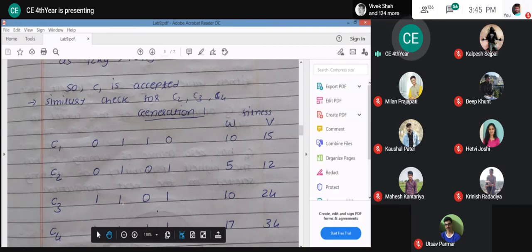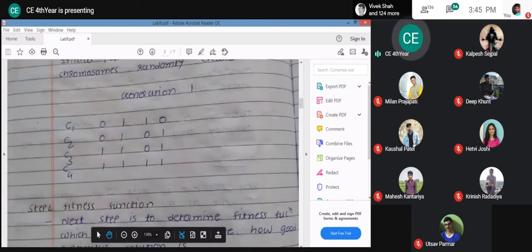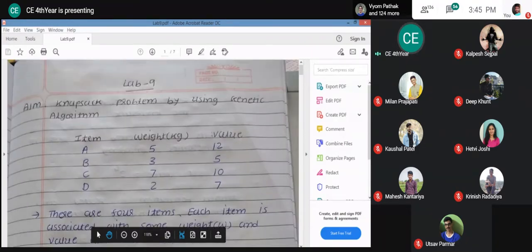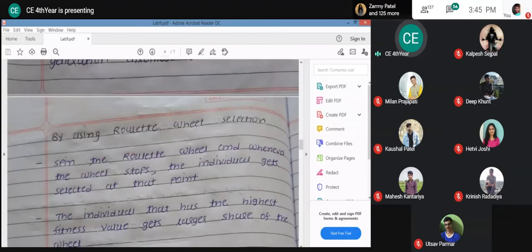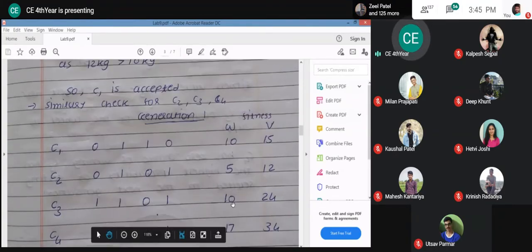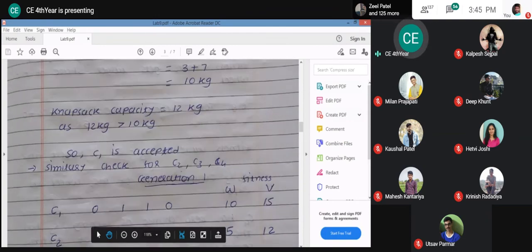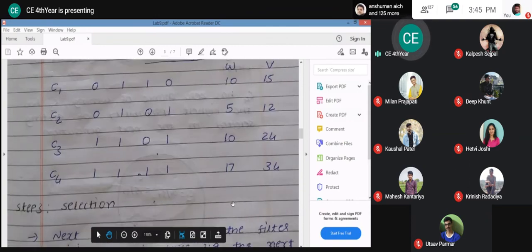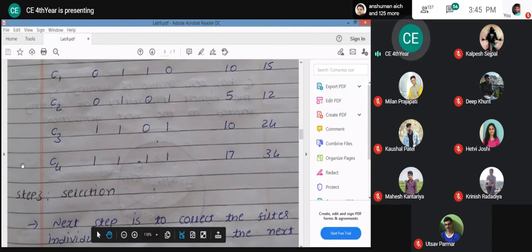Similarly, check for C3, everyone. C3 is 1, 1, 0, 1. So the weight is 5 plus 3, 8, 8 plus 2, 10. Similarly, the value is 12 plus 5, 17, 17 plus 7, that means 24. So here you are getting 10 and 24. This is 10, but the maximum capacity is 12 kg. So C3 is also accepted.